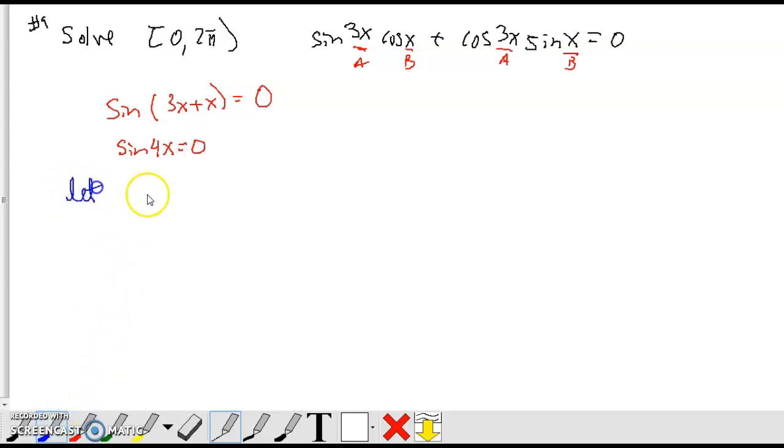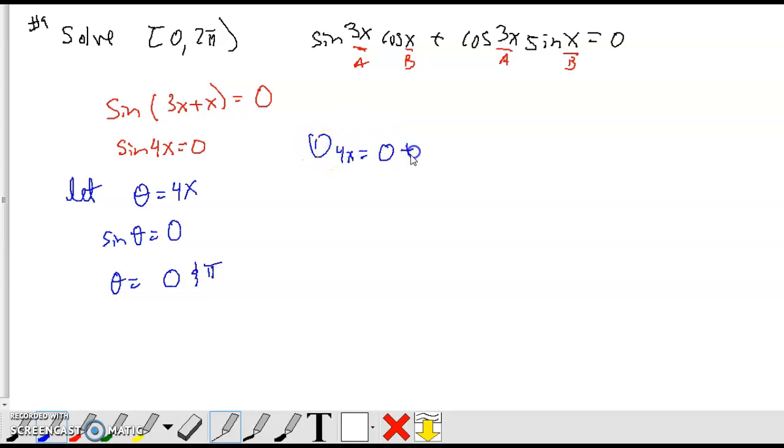All right, so let's write a quick little let statement. Let theta equal 4x. So we have sine of theta is equal to 0. There are 2 answers that theta could possibly be, 0 and pi. So I'm going to have my first equation. I'm going to say 4x is equal to 0 plus 2 pi n. So x is equal to 0 plus pi n over 2, because the 4 and the 2 simplify.